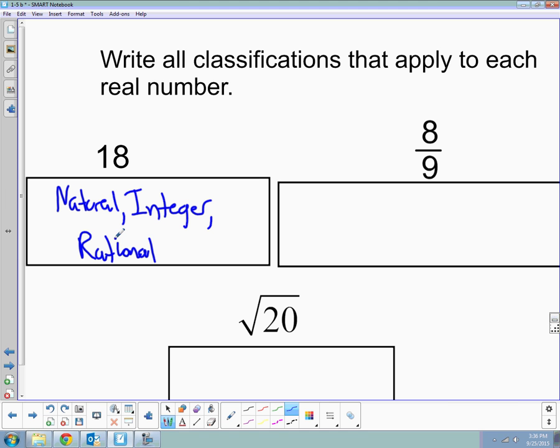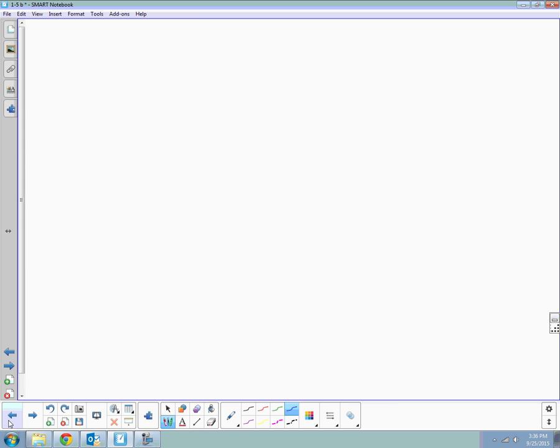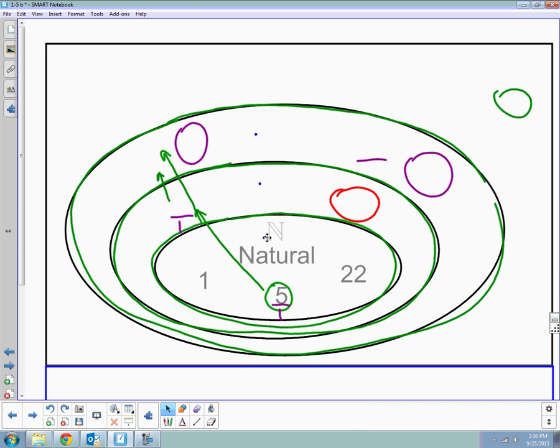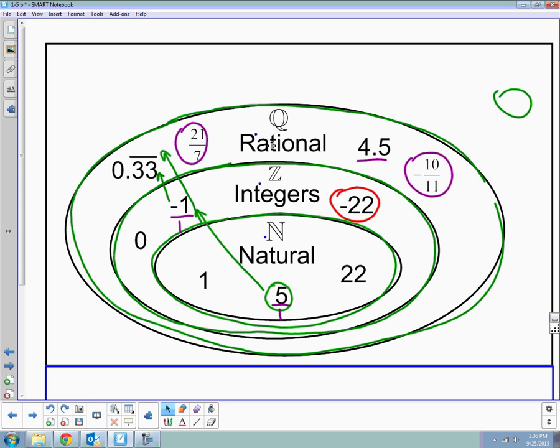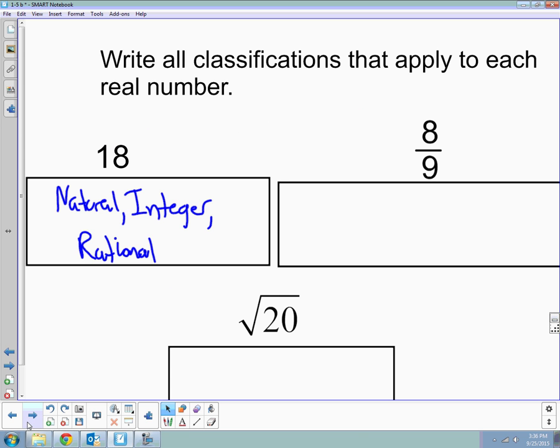Let's try another one. 8/9. So again, just write 8/9. We're going to name it. 8/9 is not a natural number. It's not a positive whole number. It's not an integer. It's not a positive or negative whole number. It is a fraction. So it is a rational number. So we can call 8/9 rational. And that's it. So we got one name. Rational. Not an integer, not natural.